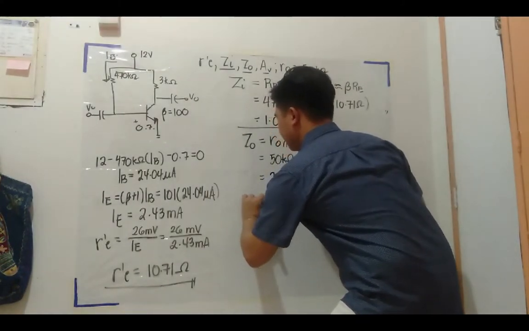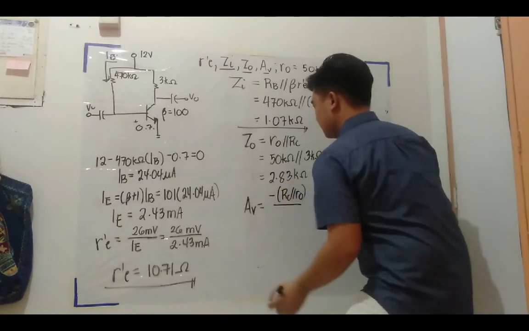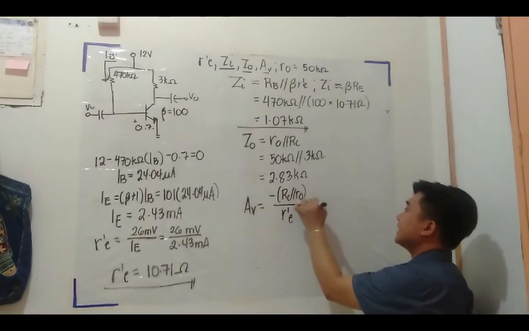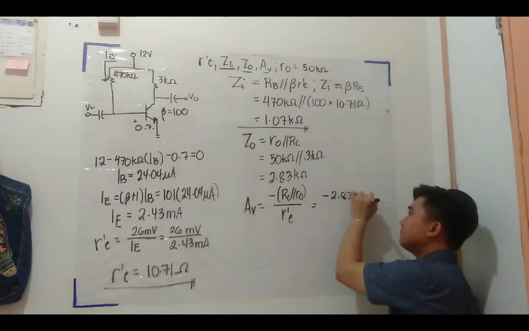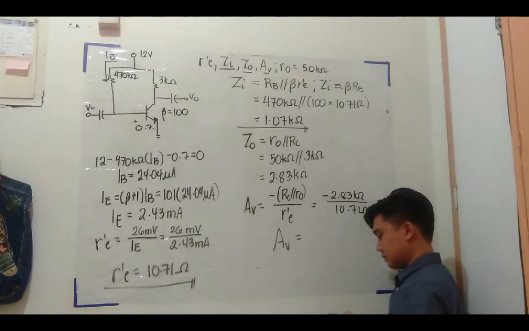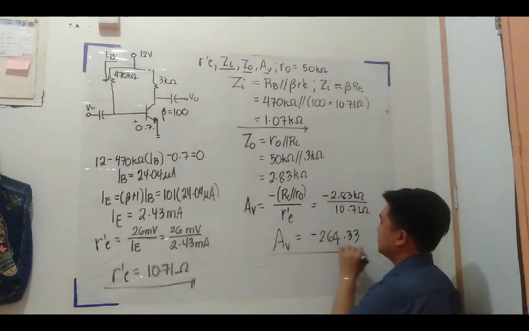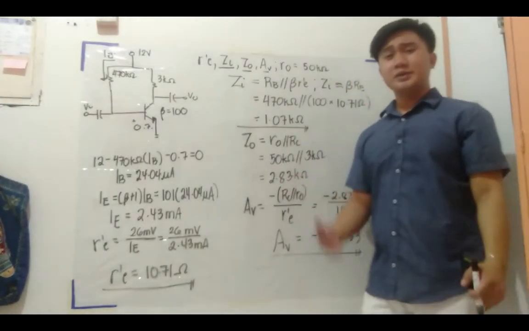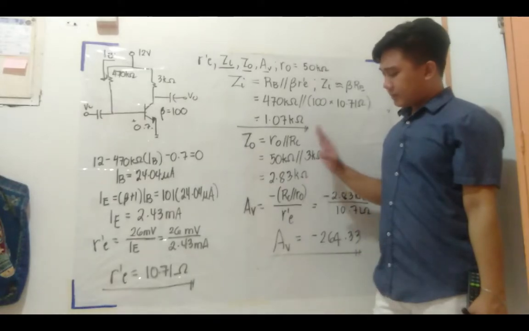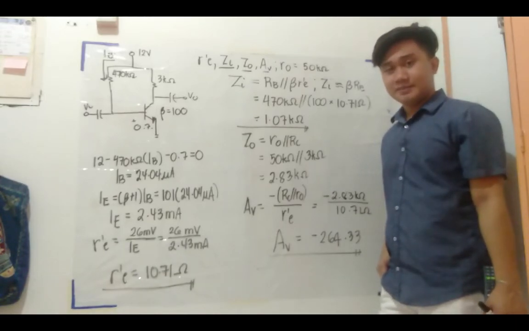And then, your AV exact analysis is negative RC parallel with RO over R prime E. Okay? Di ba ito ay ito lang po? So, that is negative 2.83 kilo ohms over 10.71 ohms. Your AV is negative 264.33. So, compare kanina sa 280, medyo malayo ng konti, pero still, medyo magkalapit pa din pag i-round off mo to the nearest hundreds. Okay. So, yan po, nakita nyo yung difference. Again, may negative kasi common emitter tayo, meron tayong tinatawag na phase inversion. So, copy your notes.